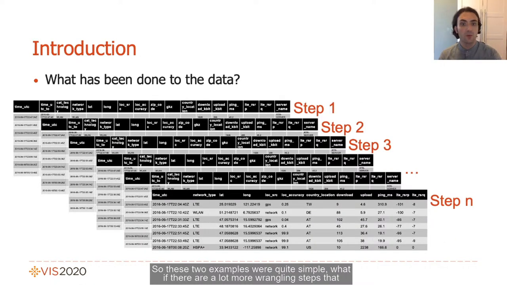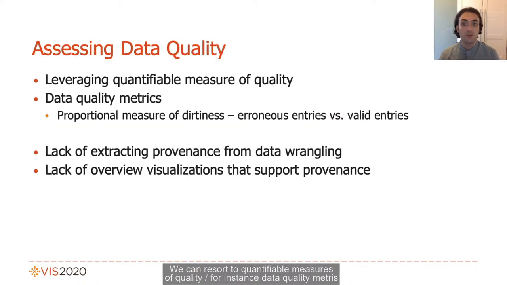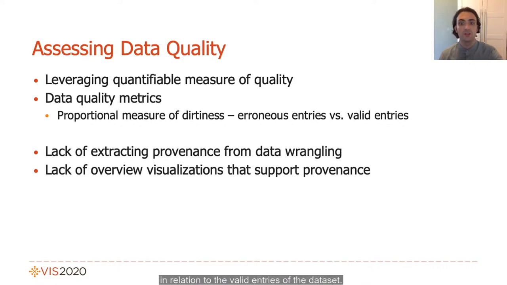So these two examples were quite simple. What if there are a lot more wrangling steps that are applied, or the data we have to deal with is significantly larger in size or dimensionality? We can resort, for instance, to quantifiable measures of quality, for instance, data quality metrics. These can be proportional measures of dirtiness, which puts the amount of erroneous values in relation to valid entries of the dataset.